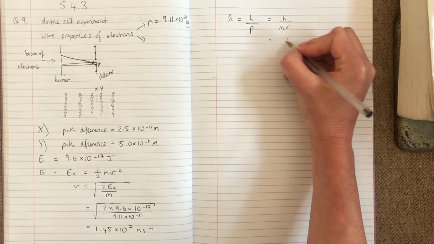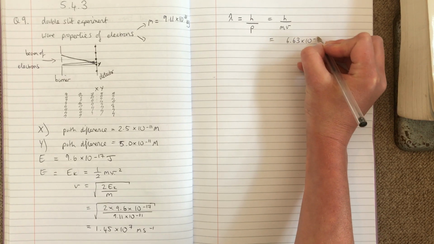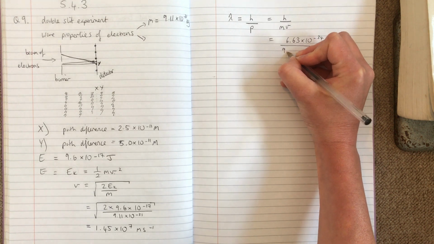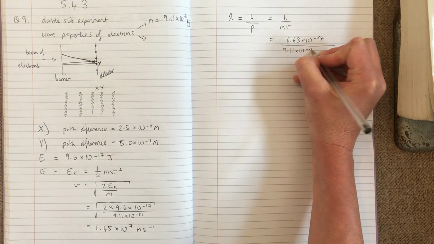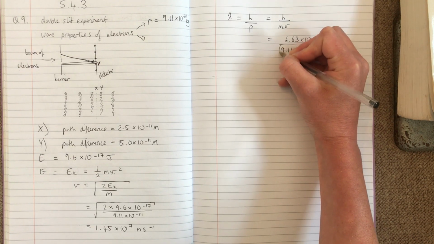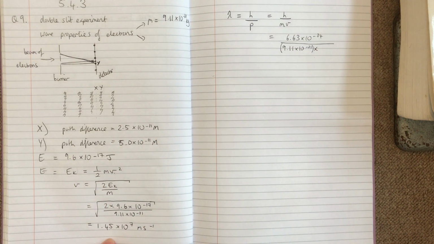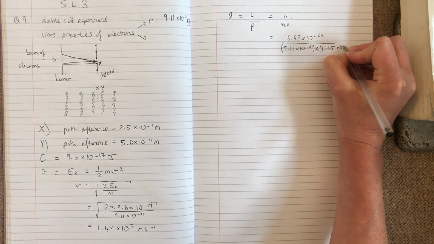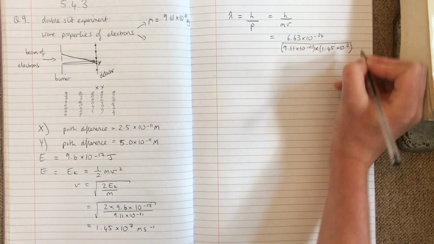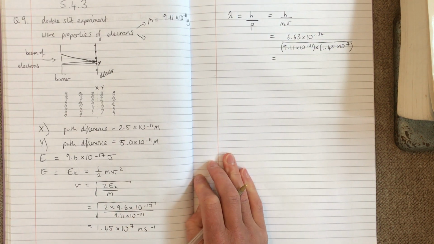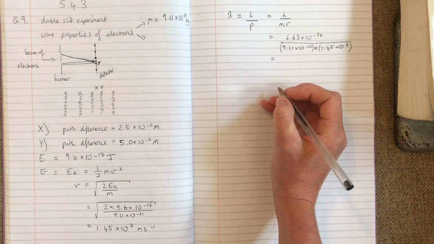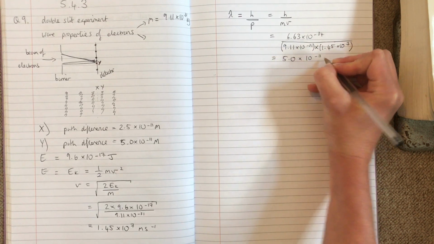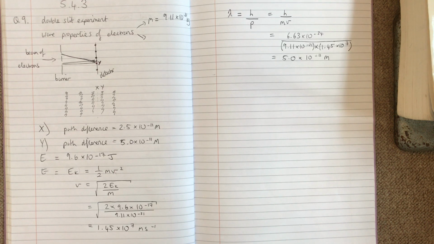So Planck's constant, 6.63 times 10 to the negative 34. The mass of the electron is 9.11 times 10 to the negative 31. And the velocity that we've just worked out over here, 1.45 times 10 to the 7. Again, put that in your calculator, and we're going to find the wavelength is equal to 5.0 times 10 to the negative 11 meters.